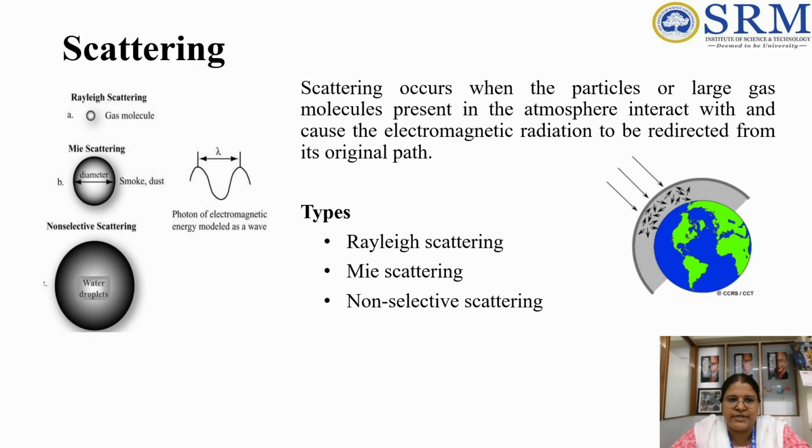We have three types of scattering. The first one is Rayleigh scattering, the second one is Mie scattering, and the third one is non-selective scattering. Rayleigh scattering usually happens with the gas molecules present in the atmosphere. Mie scattering occurs where the diameter of the particle is larger than the gas molecules, like smoke or dust. And the third type is non-selective scattering, where the particle size is larger, for example, a water droplet.